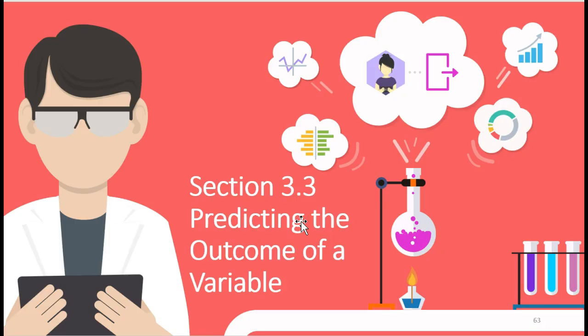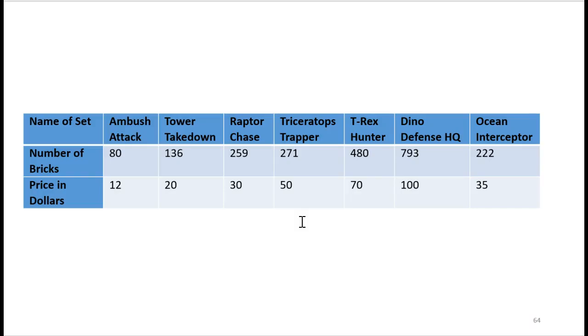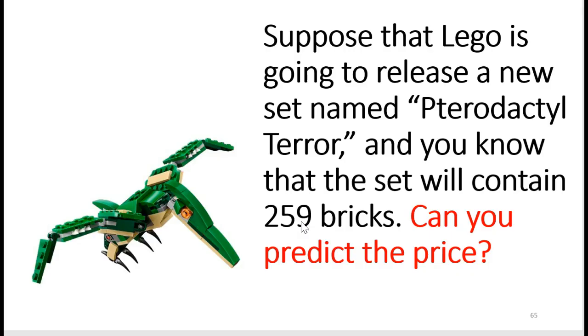Next, we're going to look at section 3.3, predicting the outcome of a variable. So again, we're going to revisit our LEGO data set. Suppose that LEGO is going to release a new set named Pterodactyl Terror. And you know that the set will contain 259 bricks. The question is, can you predict the price?